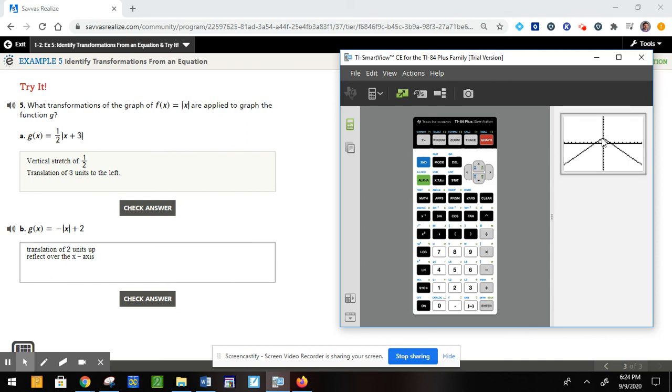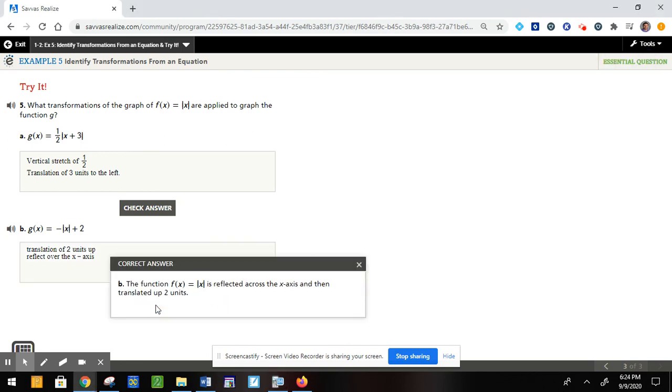You see up 2, and then it is flipped upside down. That's reflecting it over the x-axis. We'll check our answer on that, and that looks good. All right, I didn't mess that one up, so that's good news.